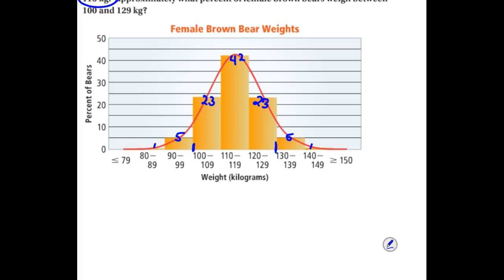So could we add their heights to get the total percent that are in that interval? Okay, so we need to take 23 plus 42 plus another 23. What do we get? All right, so we're saying 88% of the female brown bears weigh between 100 and 129 kilograms. Make sense? All right.